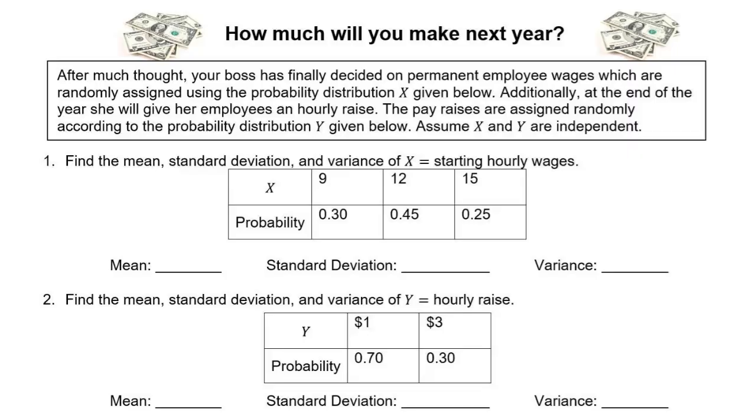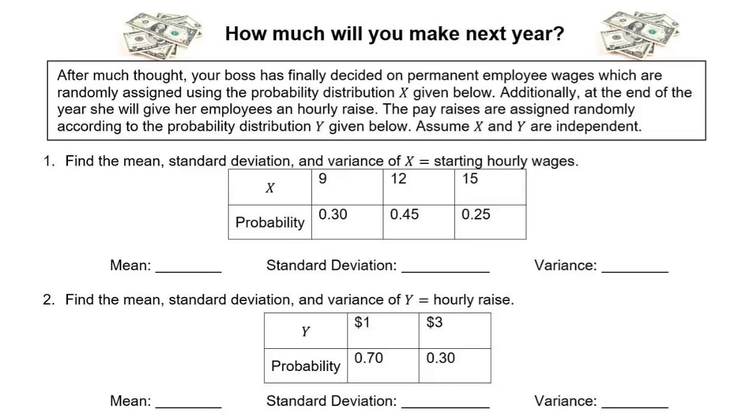So keeping up with this whole hourly wage and getting a raise that we've been talking about since Tuesday. Tuesday you drew the slips of paper with your hourly wage on it. Yesterday we talked about getting a raise. After much thought, your boss has finally decided on permanent employee wages, which are randomly assigned using the probability distribution X given below. Additionally, at the end of the year, she will give her employees an hourly raise.